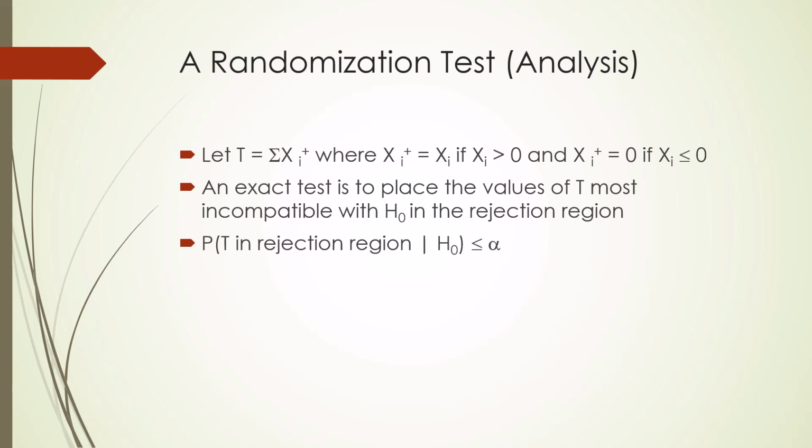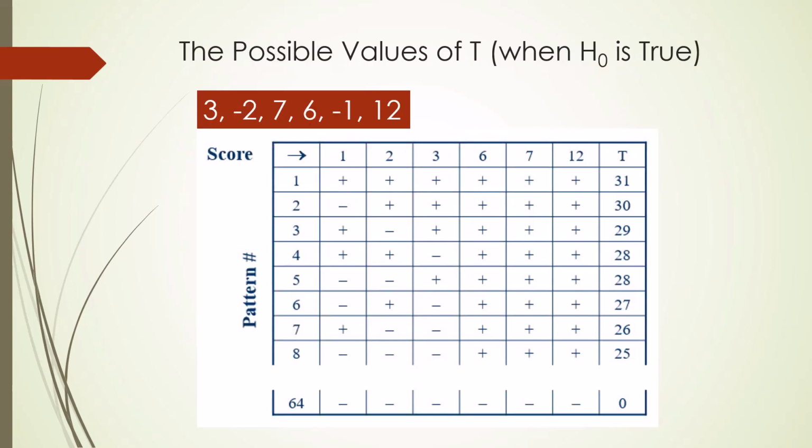So going back to our example, if all of the scores ended up positive, we would include them all when we were summing up in order to arrive at the value of T, and we would get 31. If the 1 was negative, but everything else was positive, we would end up with 30. If the 2 was negative and everything else was positive, we'd end up with 29, and so on, all the way down to the bottom of the table in which everything is negative, and so when we add up all the positive numbers, we get 0 because there are none.